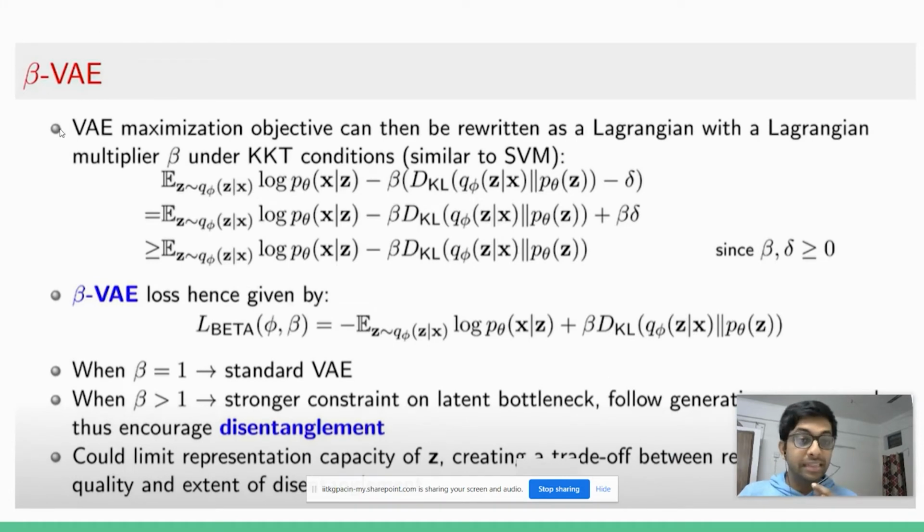So basically, the VAE maximization objective can be rewritten as a Lagrangian with a Lagrange multiplier beta under the KKT conditions, which are similar to support vector machines. After performing these mathematical steps, the beta VAE loss becomes the one mentioned. When beta is equal to 1, it is the standard VAE. When beta is greater than 1, it encourages greater disentanglement in our generated model.